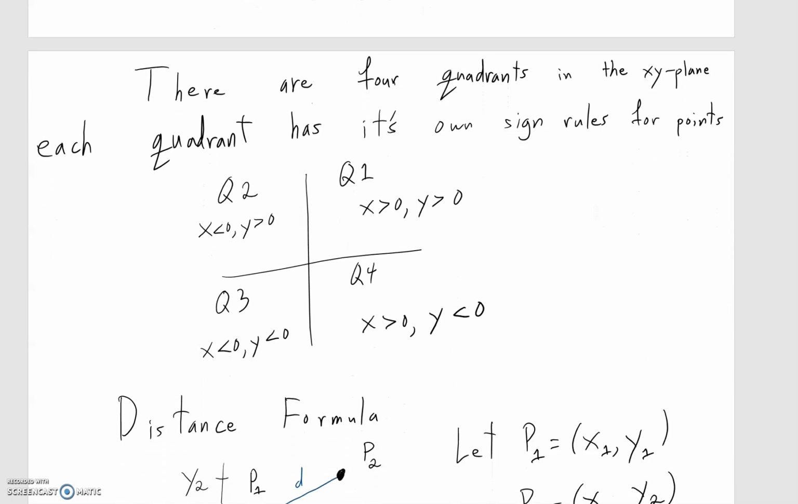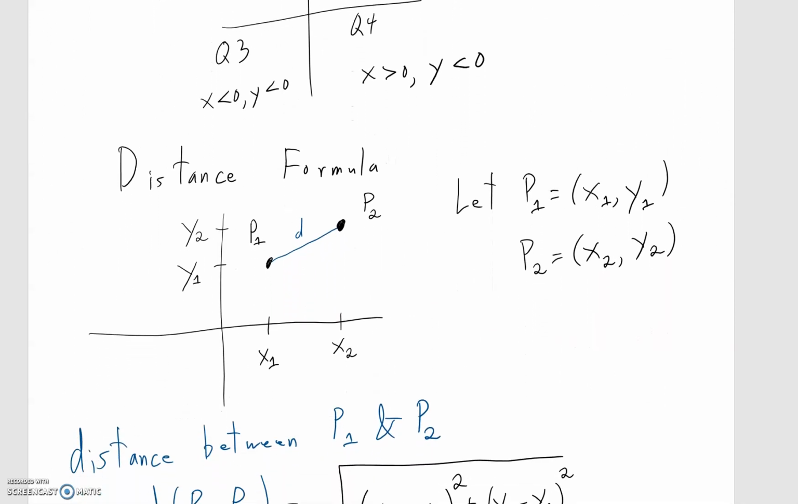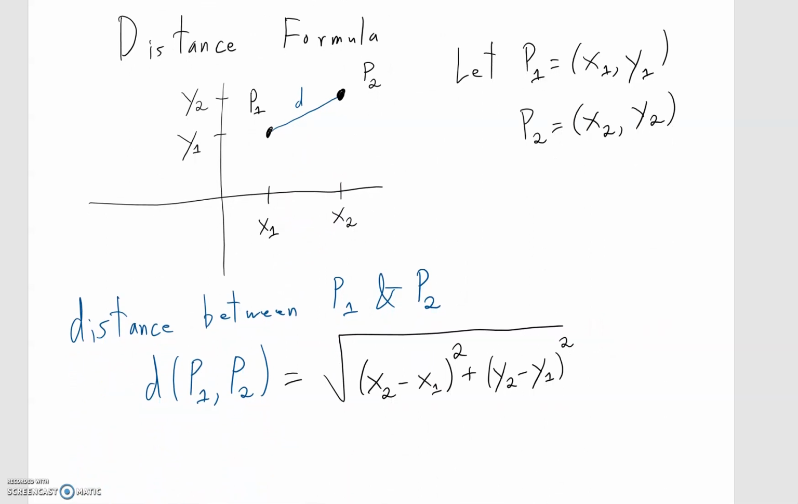So in this section, you are introduced to the distance formula. What exactly is the distance formula? Let's suppose you had 2 points. For sake of example, I just drew these 2 points in quadrant 1. So point 1 has coordinates x1, y1. Point 2 has coordinates x2, y2. How do you find the distance between the 2 points?